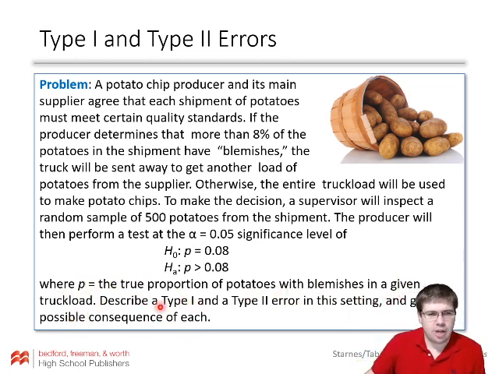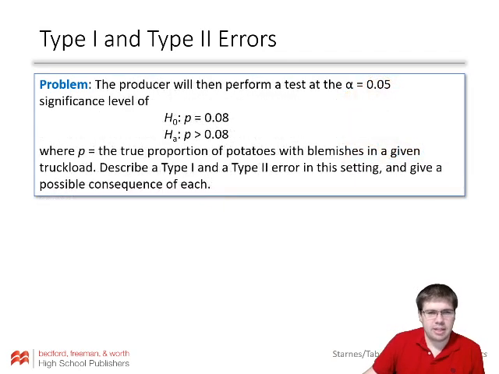And so describe what a type 1 and type 2 error would be in this setting and give a possible consequence of each. So the type 1 is if the null is true.